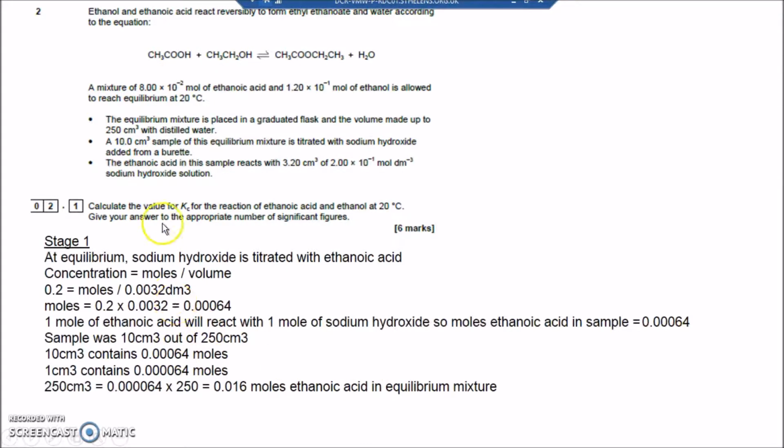Another way of doing it, if your maths is slightly stronger, is to work out that 10 cm³ out of 250, divide 250 by 10, so 250 cm³ is 25 times larger than the sample. Just multiply 0.00064 by 25 and you'll come out with the same answer.